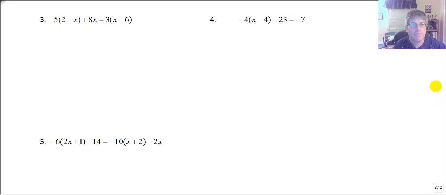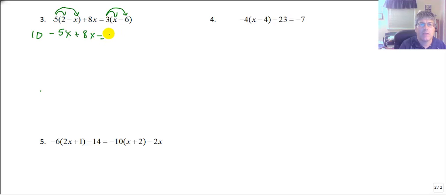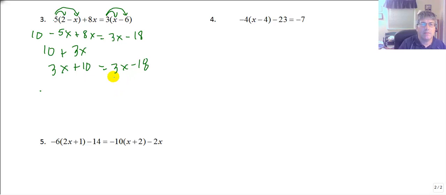Sample problem 3. Looks like we don't have any fractions, but we can do some distributing here. So I'll distribute the 5, and I'll distribute the 3. So we get 10 minus 5x plus 8x equals 3x minus 18. 10 plus 3x, or if you prefer 3x plus 10, using the commutative property, equals 3x minus 18.